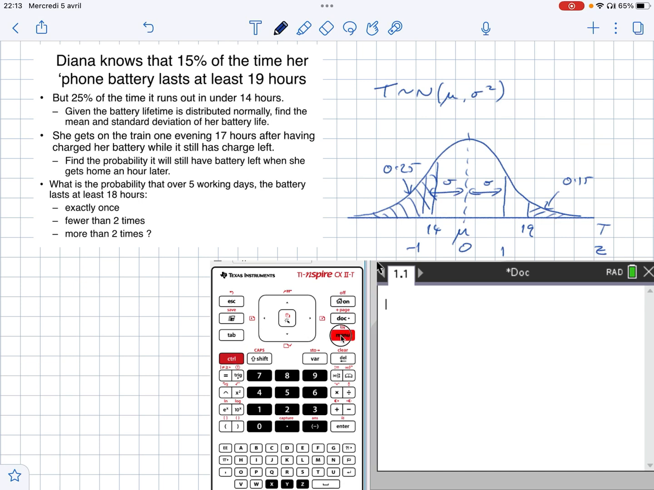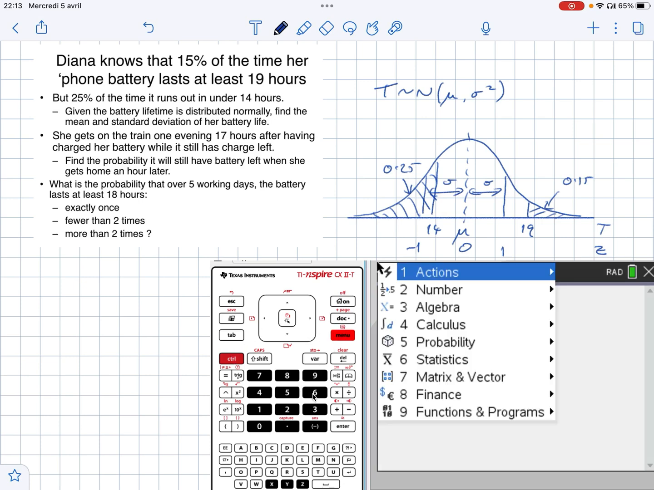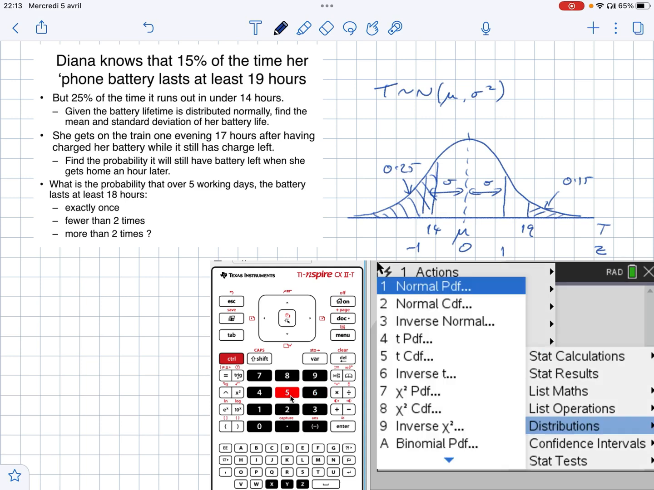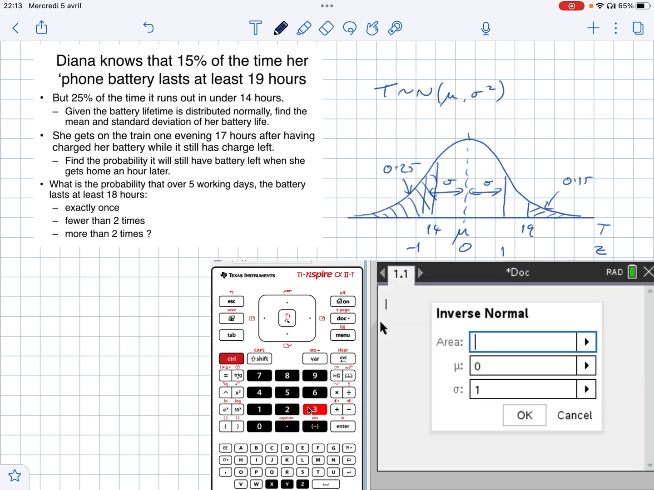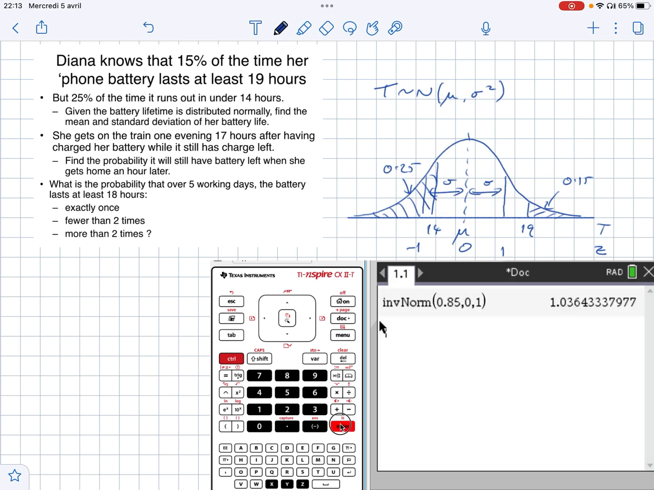So menu, statistics or probability, doesn't matter, distributions, and I want inverse normal, number 3 there. And the area we want, first of all, is 15%, it lasts 19 hours. So we want 85% on the left hand side, so 0.85. That's our 15% on the right, it gives us 85% on the left. We want our mean to be 0 and standard deviation to be 1 because this is our Z distribution. Enter that, and there's my answer.